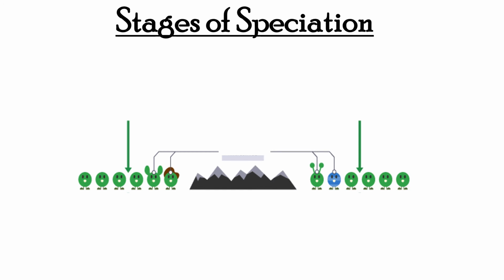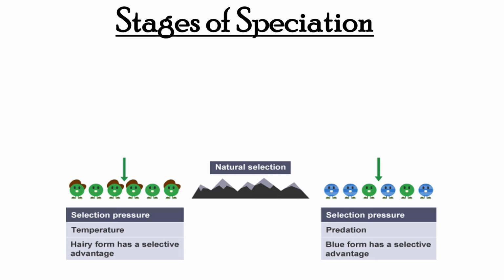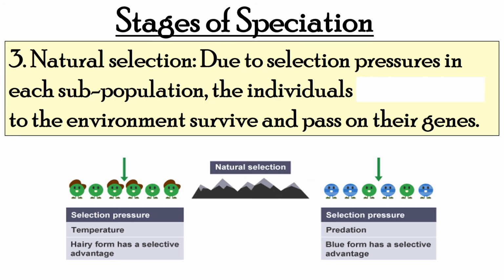So the second stage, you might see what's happened here. You've still got these kind of original guys, but the second stage is mutations occur. So we now have mutants. So this one's got big ears, this one's got antenna, this guy's got kind of brown hair, and this one's gone blue. Okay, so mutations occur in the separated subpopulations. Then, as you might have guessed, natural selection occurs.